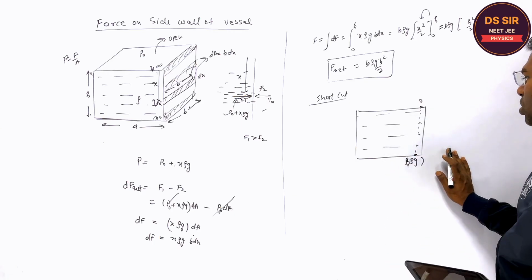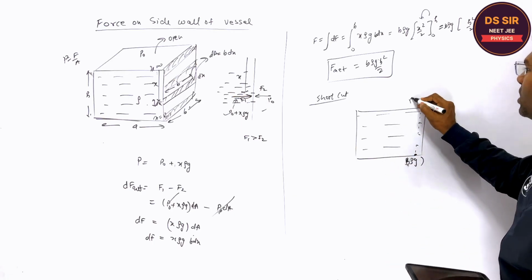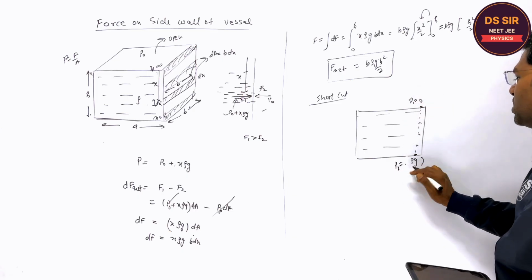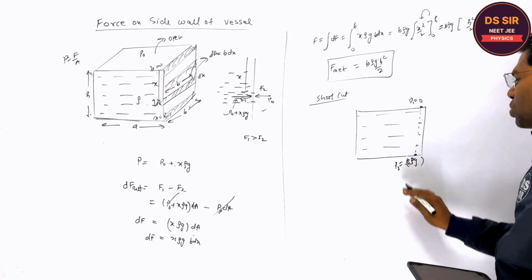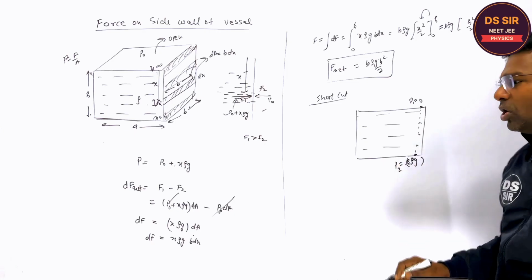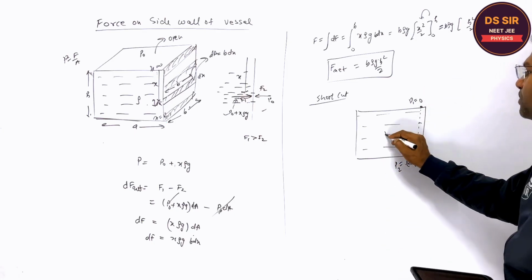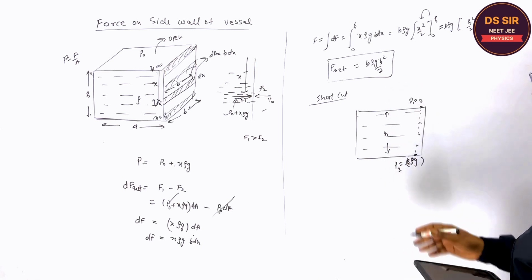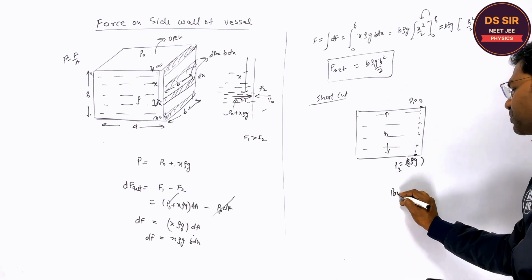Is it clear or not? So the pressure at this point is 0, and when you are moving down the pressure is increasing and it becomes h rho g. Is it clear or not? So this is the first point, this is the second point, and the depth of the water column is h. So what is the average pressure?